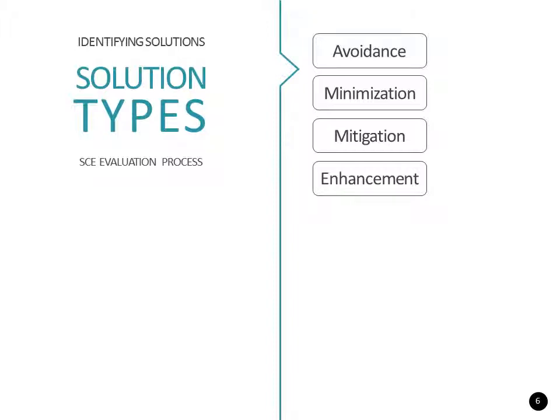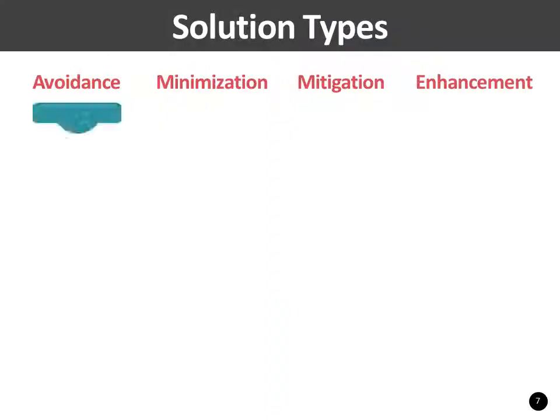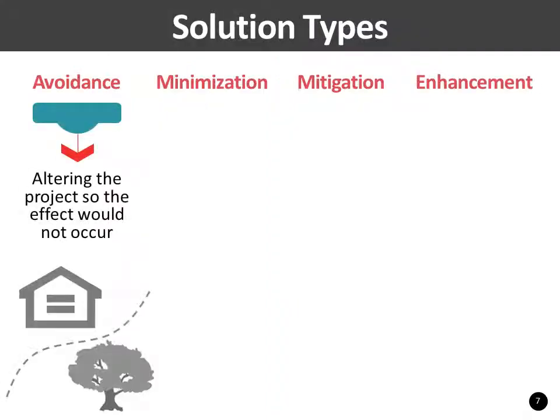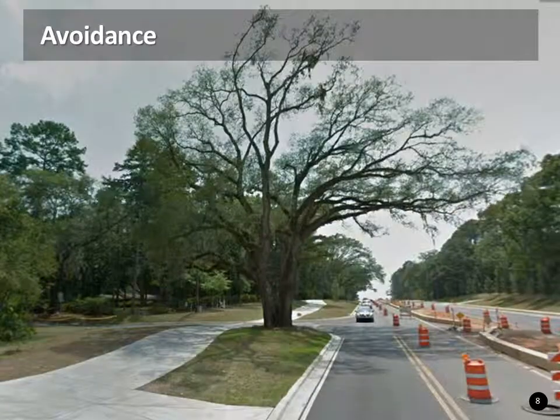In the next few slides, I will go over the definition for each solution type and provide examples related to community effects, starting with avoidance. Avoidance involves altering the project so the potential negative effect would not occur. This image shows the outcome of a road widening project designed to avoid a beloved oak tree. During the project evaluation, the project team learned about the tree's value to area residents, and consensus was reached on a solution. Avoidance measures could include shifting the project alignment, adjusting the project cross-section, or giving greater consideration to a project alternative that would not impact the valued resource.